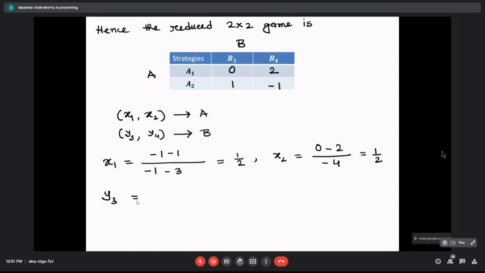Tell me y3. On the numerator, it will be -1, -2. Very good. And the denominator is -1 minus 4. The denominator always remains the same, minus 4. So basically it is 3/4. Very good. And what is y4?